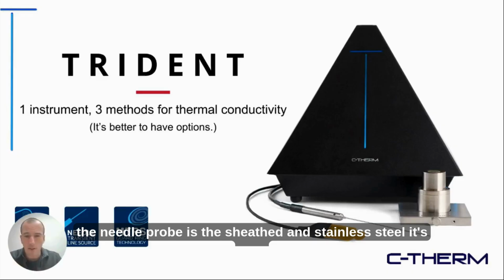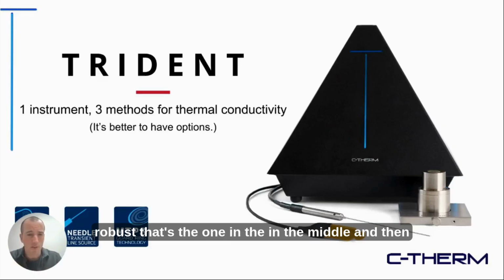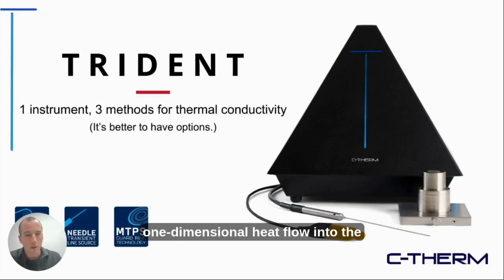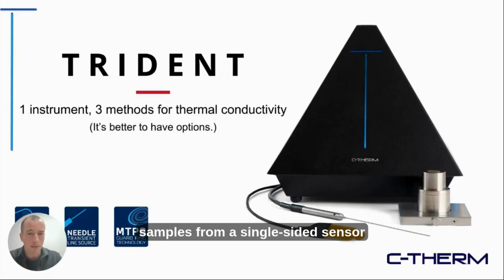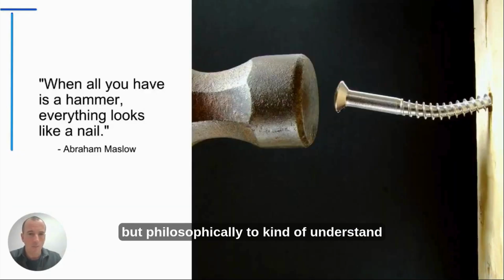The needle probe is sheathed in stainless steel. It's very robust. That's the one in the middle. And then the MTPS, you'll see heavily profiled in this work. It's a very innovative design that we've developed. It's a single-sided sensor. It's the only single-sided sensor that has what we call guard ring technology, which ensures a one-dimensional heat flow into the sample material. Very important from the perspective of measuring samples from a single-sided sensor. So Sarah will talk a little bit more about that in her section.